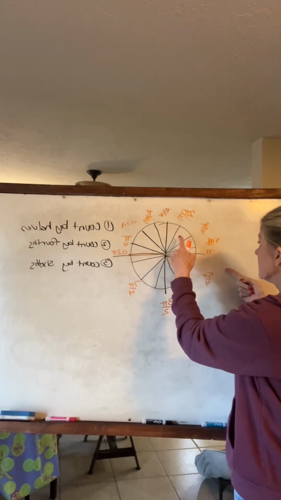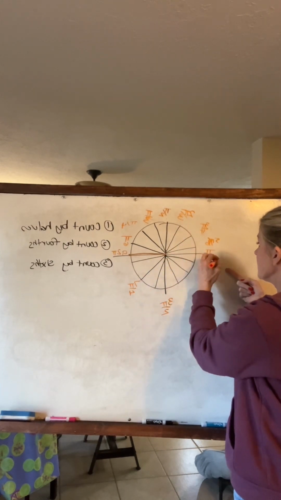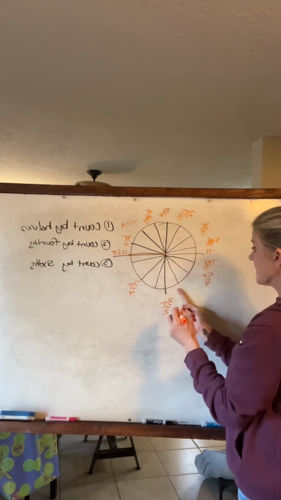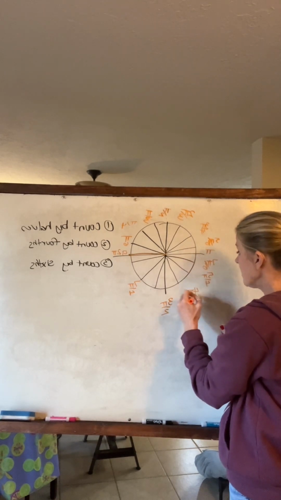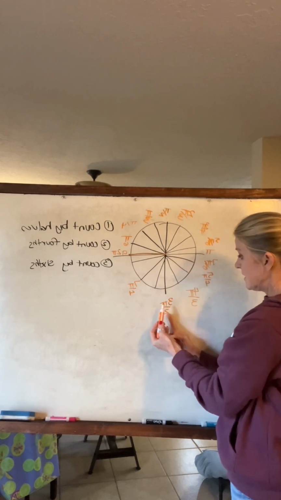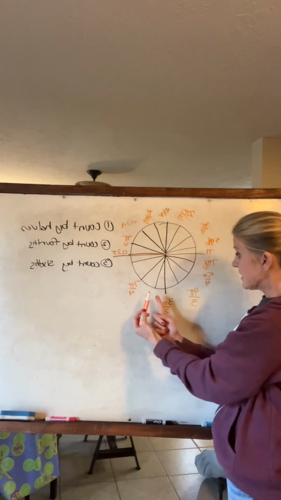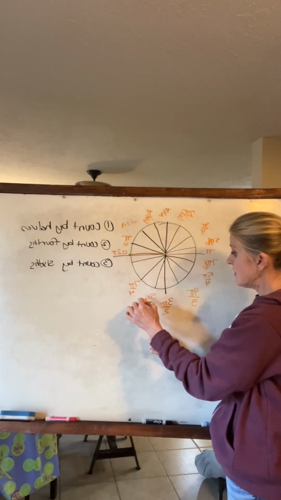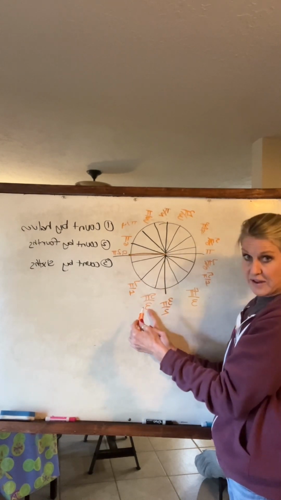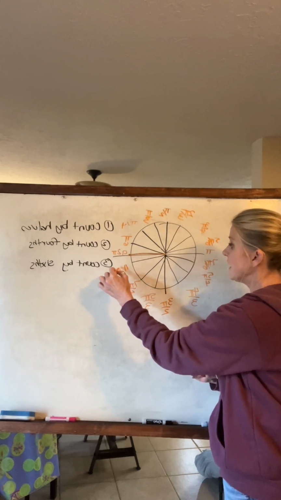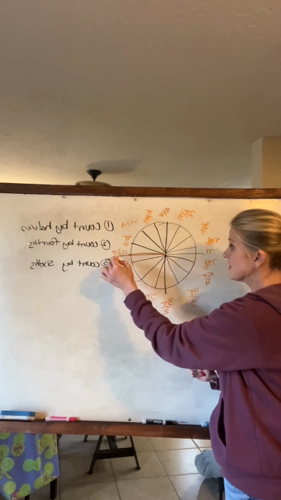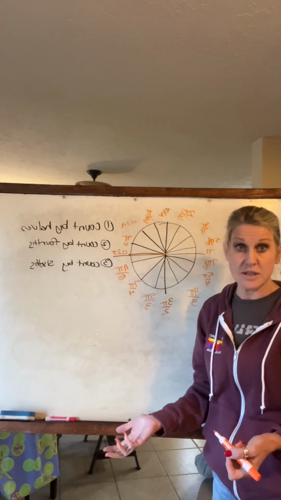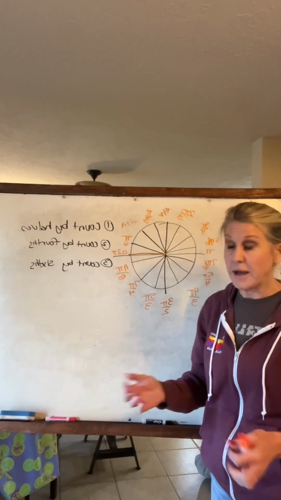Then 7 pi over 6, 8 pi over 6, 9 over 6, 10 over 6, which is 5 pi over 3, and 11 pi over 6, and then I finish up at 12 pi over 6, which is 2 pi.